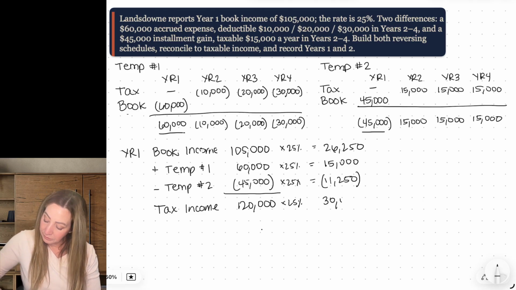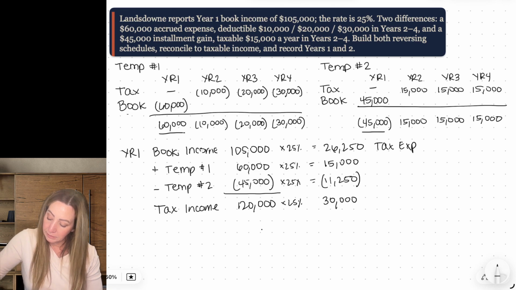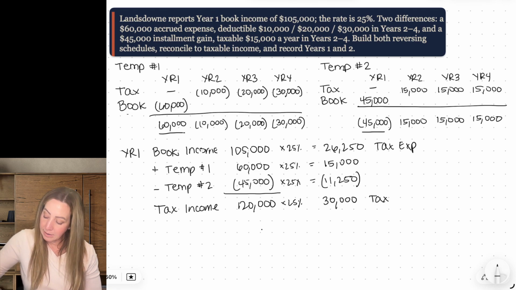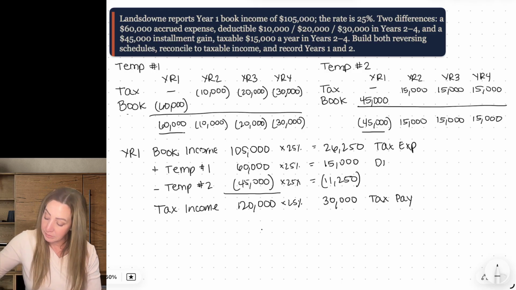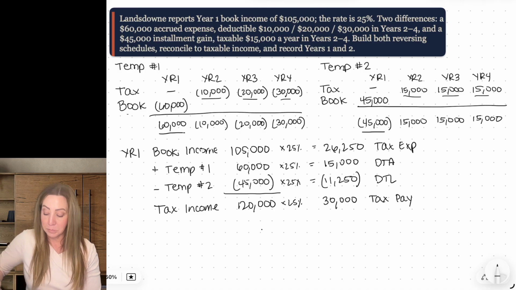And then we have 30,000 here. So this is tax expense right here, and this is tax payable. But these two items in between are our deferred accounts. So the first one is a DTA. Temporary difference number 1 is a DTA, and that's because if you look at the reversing schedule, it's going to result in future deductions on our tax return. That's an asset to us today. Whereas temporary difference number 2 is going to result in future taxable amounts, which is a liability to us today, or a DTL.